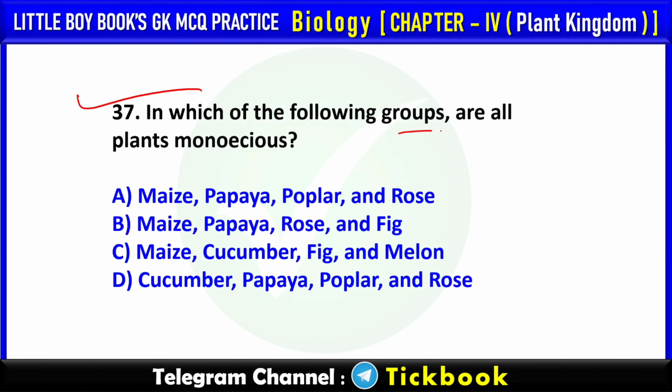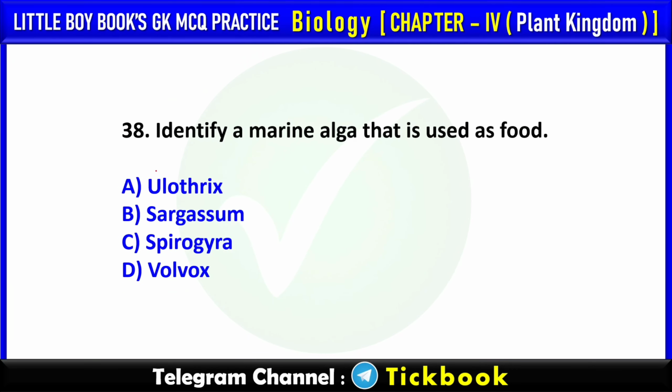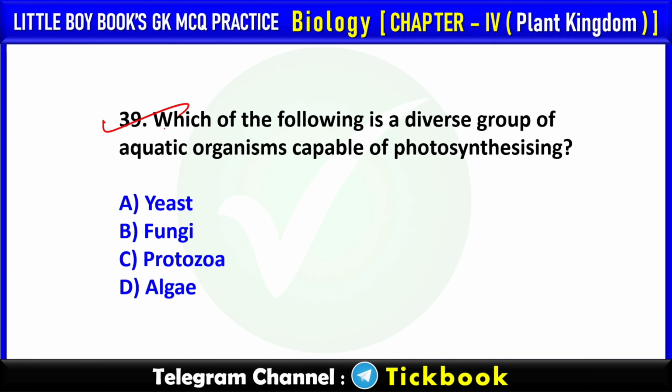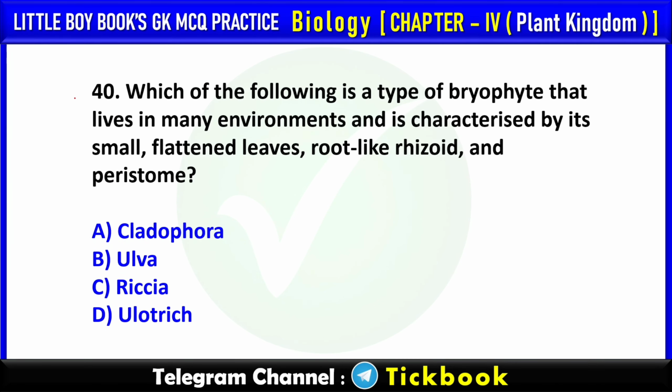37. In which of the following groups are all plants monoecious? Option number C. Maize, cucumber, fig, and melon. 38. Identify a marine algae that is used as food. Option number B. Sargassum. 39. Which of the following is a diverse group of aquatic organisms capable of photosynthesizing? Option number D. Algae.